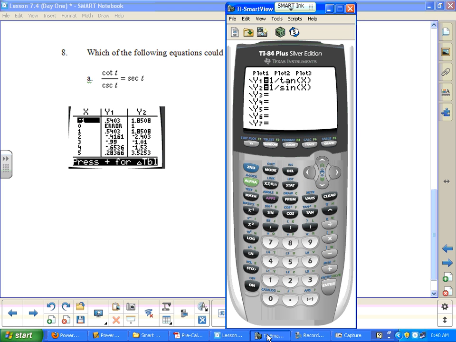So notice what I did. I put the numerator in y1, the denominator in y2. So then I could go alpha calc and say y1 divided by y2. So you could put the numerator in y1, denominator in y2, and then just say y1 divided by y2, which would be the same thing. Just make sure you turn these off so that they don't graph. Okay, so that one definitely doesn't work.